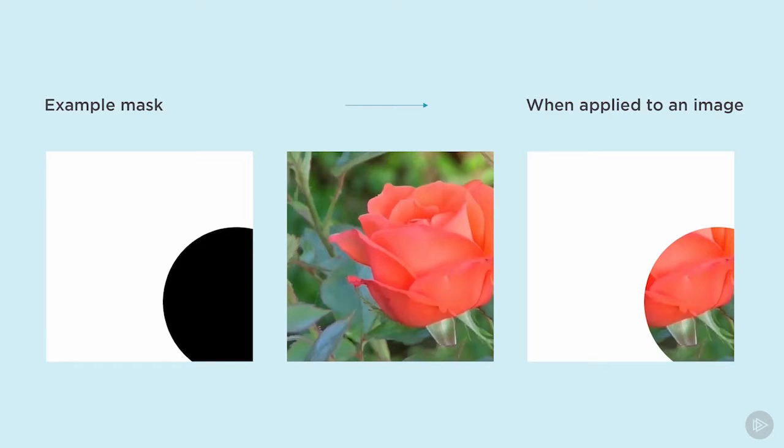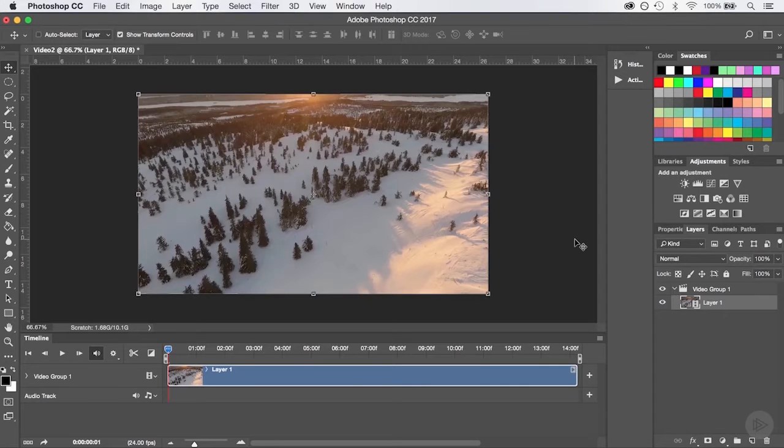Masks are a way of choosing a part of a layer or a video to either hide or reveal, and there are two different ways to add layer masks to your project. The first way is to use the selection tool to draw a shape directly onto your video layer. I'm going to use a rectangle and will click and drag on my video in order to place it where I'd like.